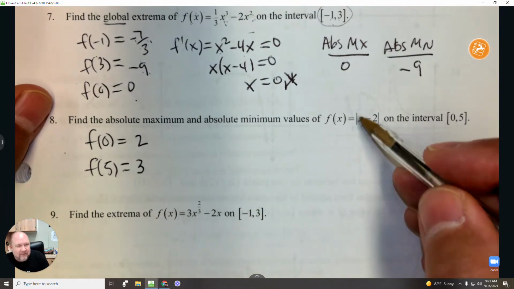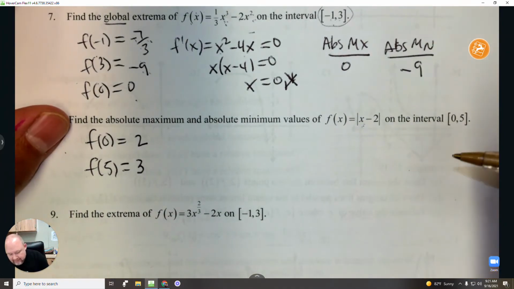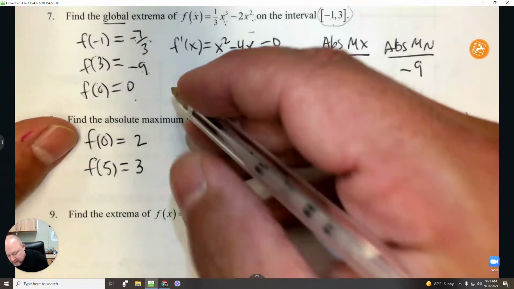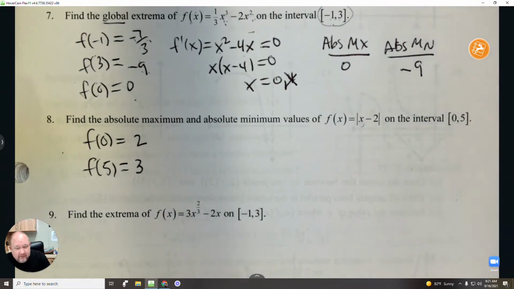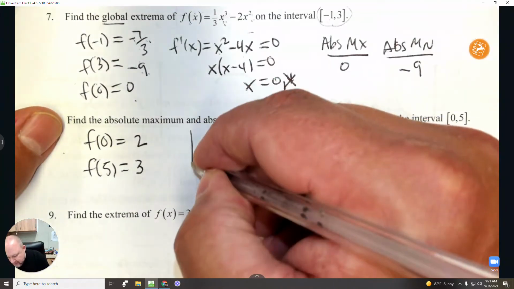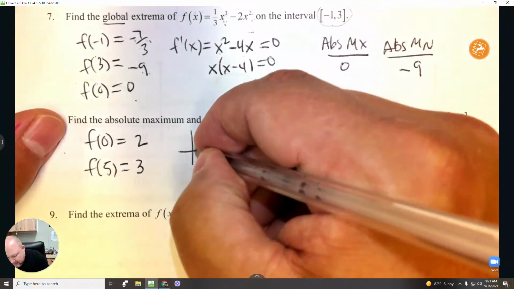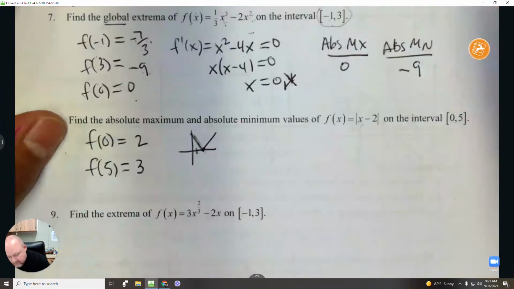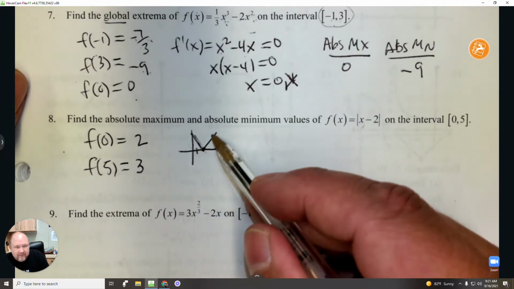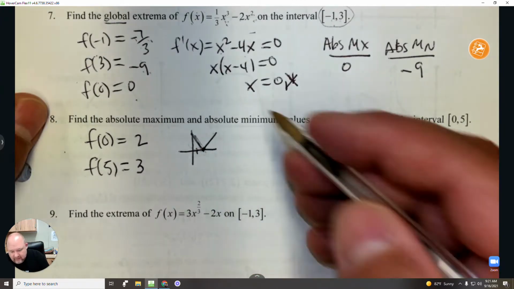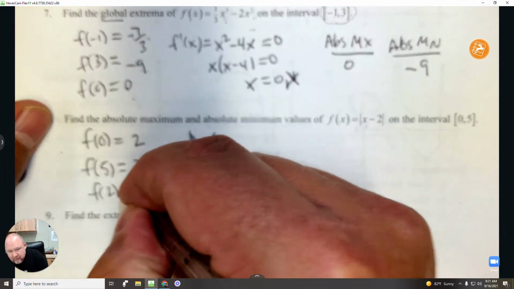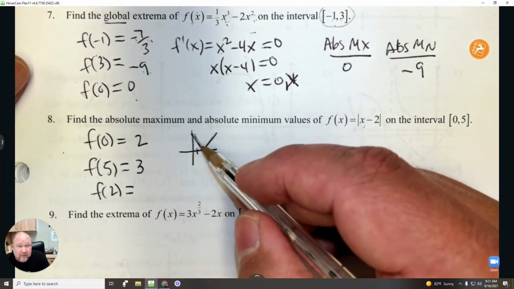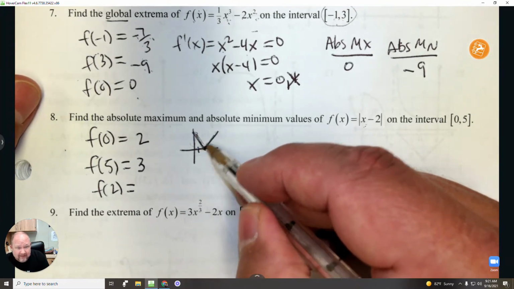I can't take the derivative of absolute value. So when I look at that, I'm really looking at where the derivative is undefined. If I graph this at +2 right there, the derivative is undefined at a sharp corner. At what x value? We're going to use +2 because the derivative is undefined there. In fact, there's nowhere where the derivative is equal to 0, but it's undefined here.